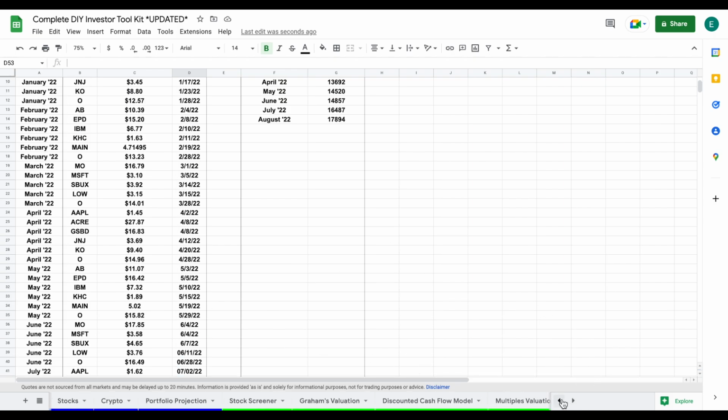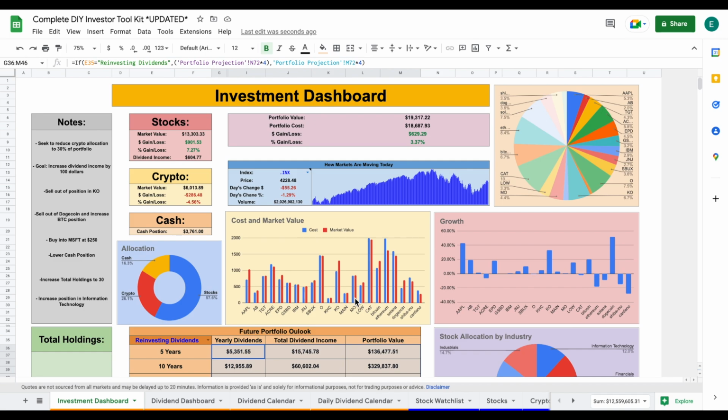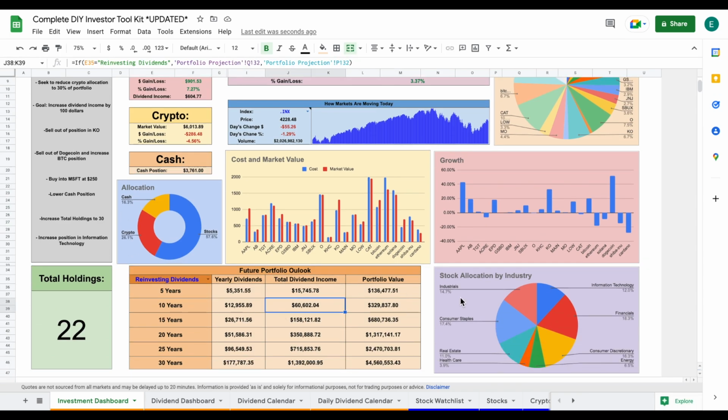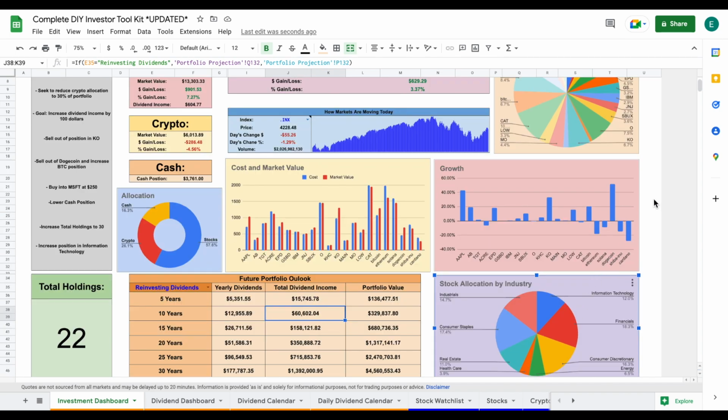So you can see just how easy it is to use this do-it-yourself investor toolkit, and you're going to be able to track everything you could ever want to know about your dividend portfolio, your stocks, your crypto, and your cash position. You're going to be able to see your future portfolio outlook and have some really phenomenal charts to better understand the allocation and diversification of your spreadsheet.